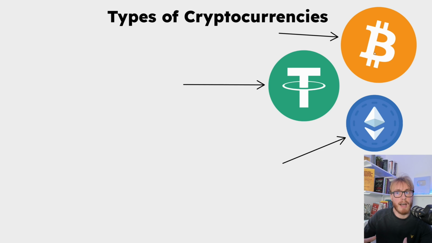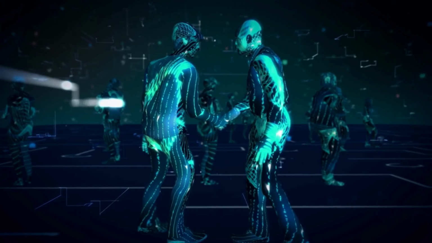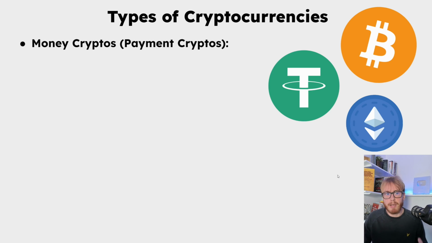Bitcoin is also a special type. It's what I call a money cryptocurrency. And Ethereum is actually yet another type. It's a type of cryptocurrency where you can build smart contracts. But now let's take a look at some different types of cryptocurrencies.